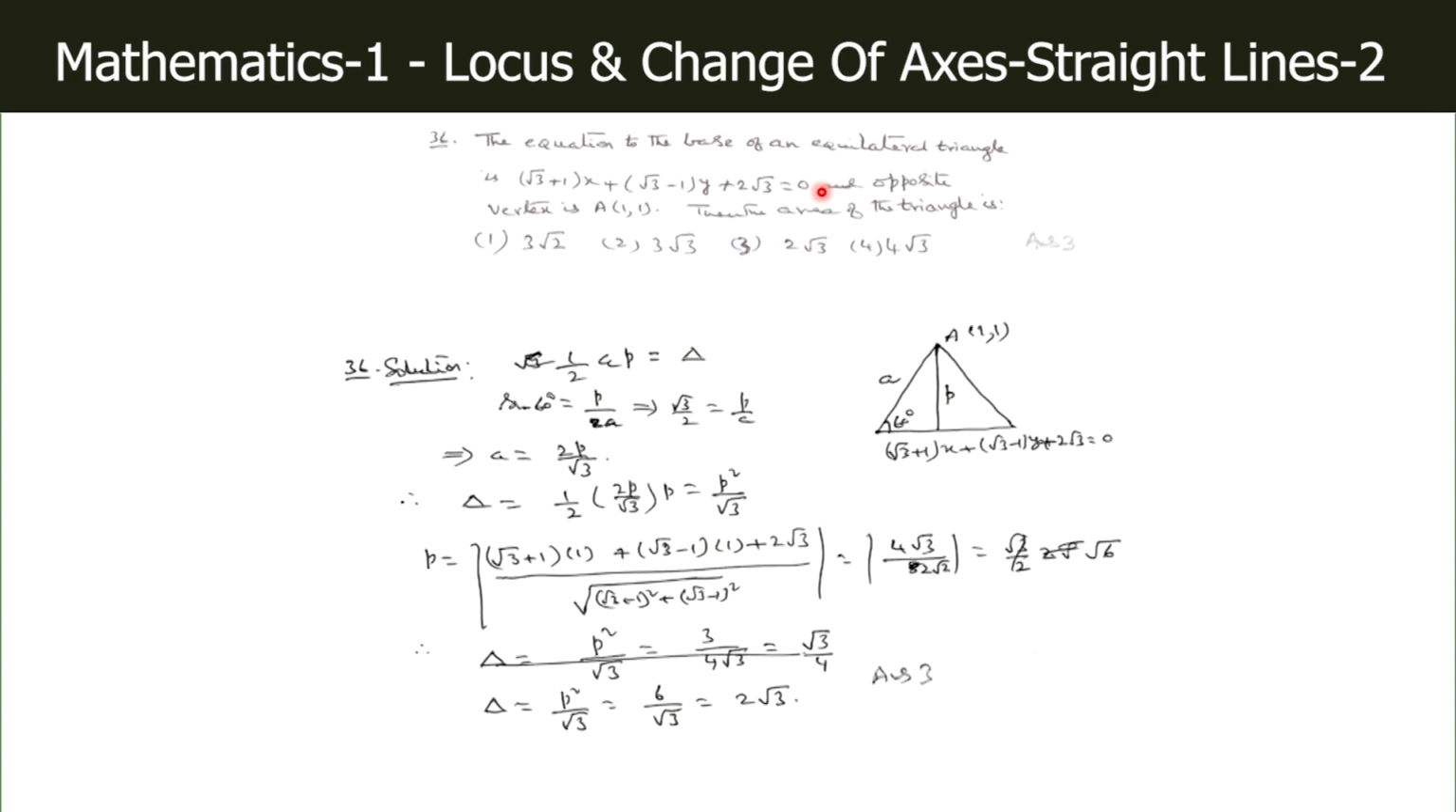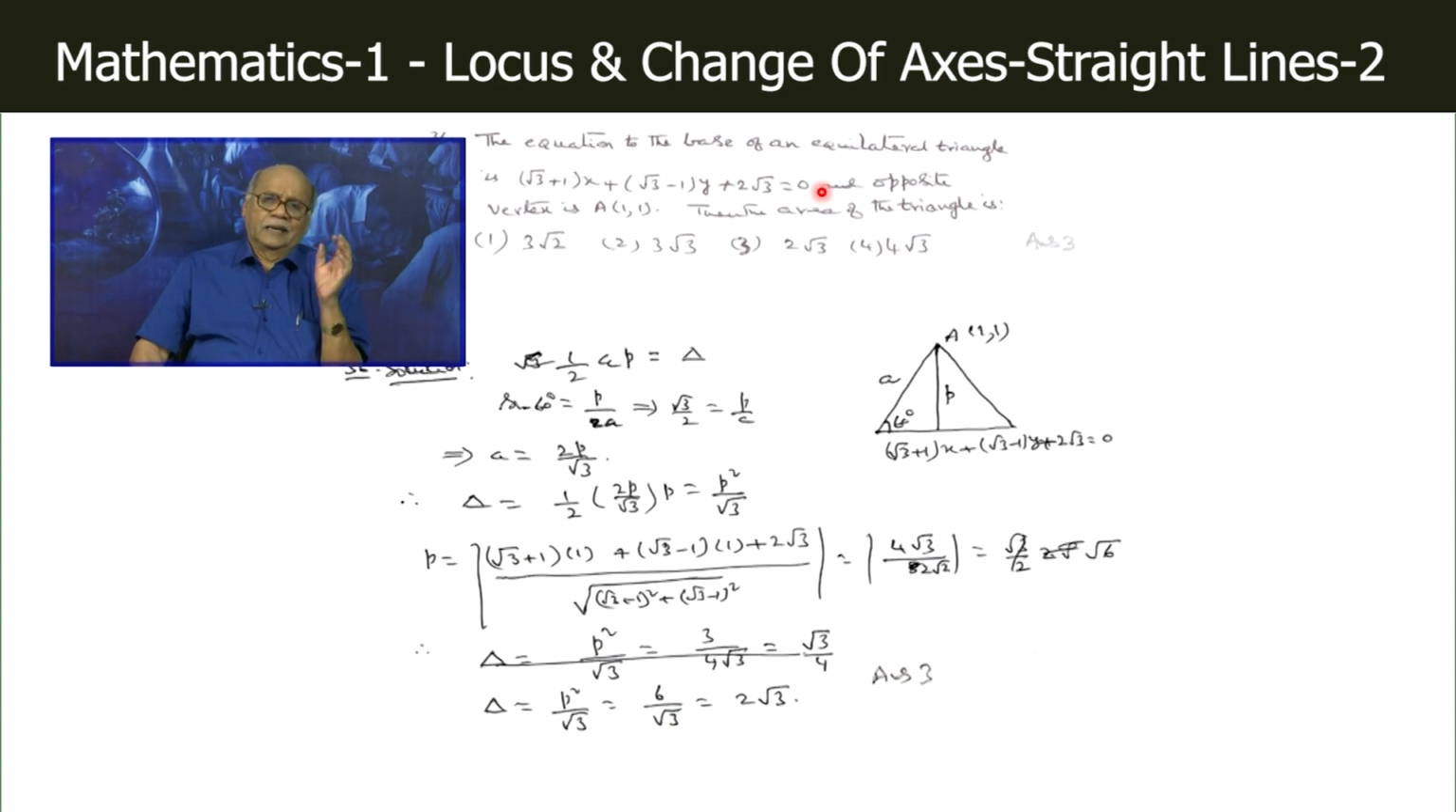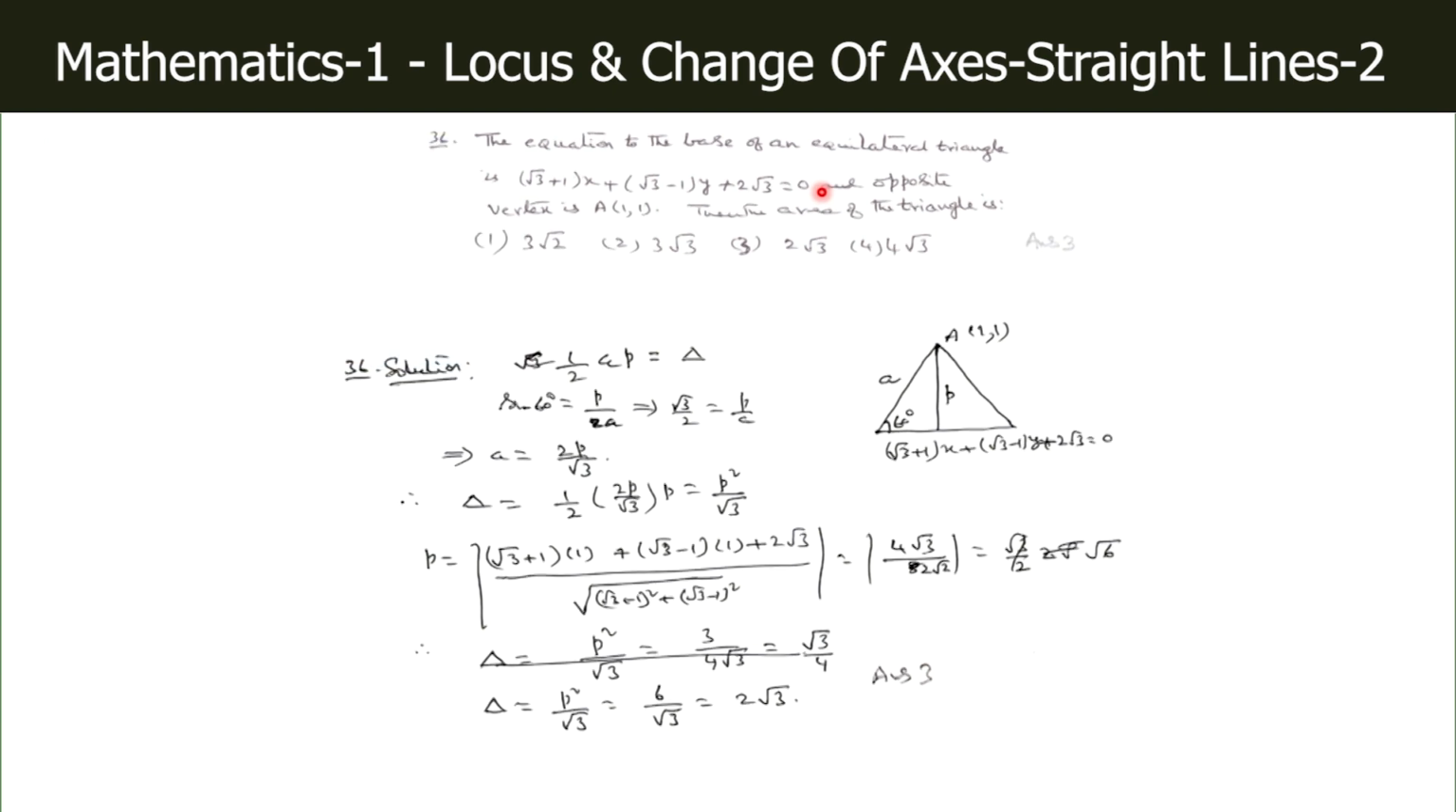So please remember, you can derive it very easily. The area of an equilateral triangle in terms of the altitude, not in terms of the side. In terms of the side, we know it is root 3 by 4 a square, that is always. But in terms of the altitude, p is equal to root 3 by 2 a, so a is equal to 2p by root 3. So in place of a, if you substitute 2p by root 3, then you will get the area in terms of the length of the altitude. Right. Next problem.